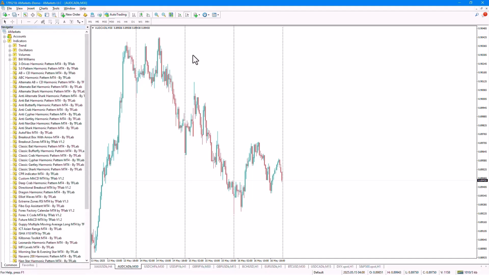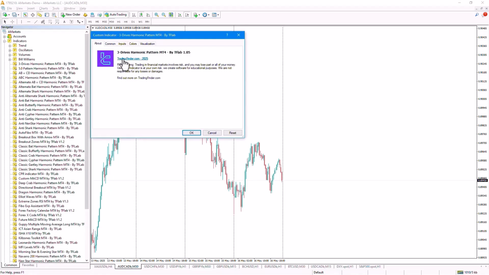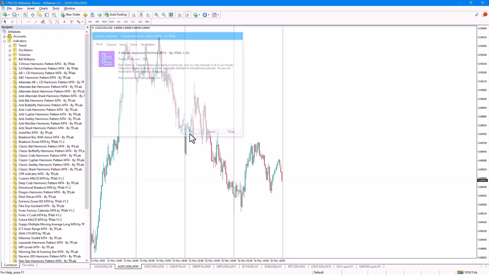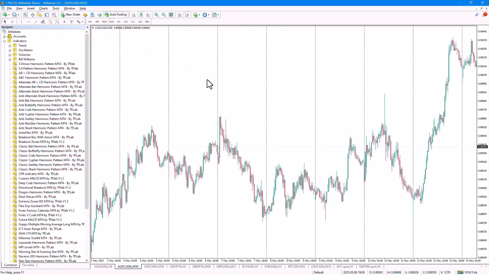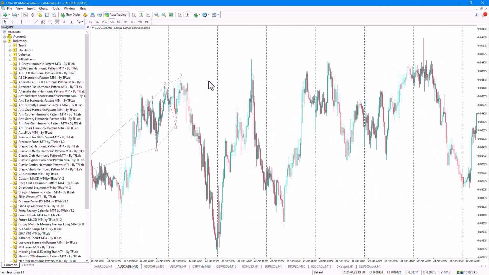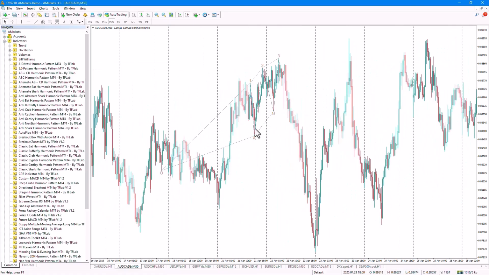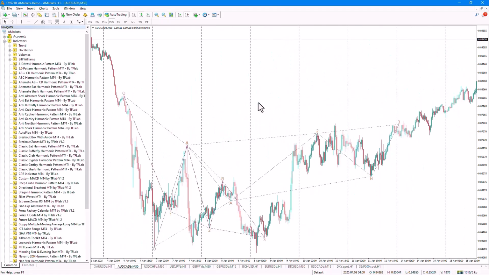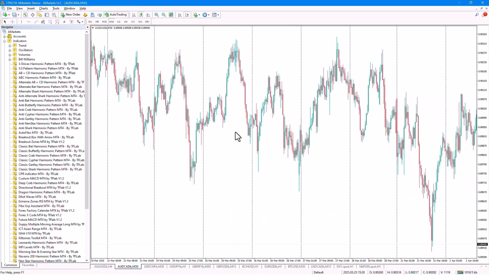From the Navigator section, we select the indicator file and run the indicator by dragging the file onto the chart. Once the indicator is placed on the chart, it starts identifying and drawing the 3 Drives Harmonic Pattern on the price chart. Traders who are looking to identify this pattern on the chart can use the 3 Drives Harmonic Pattern indicator to detect it.